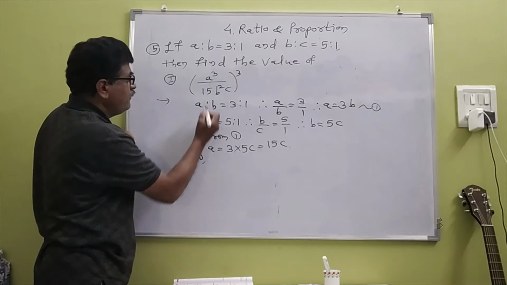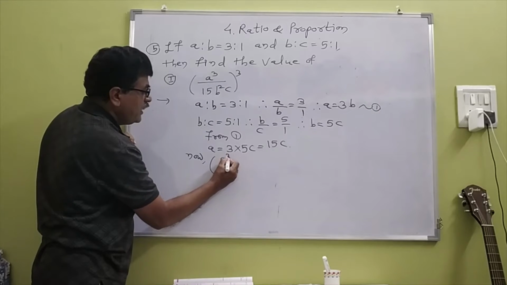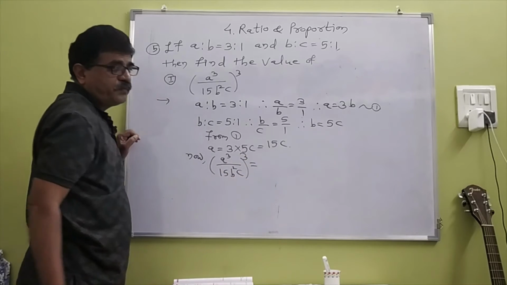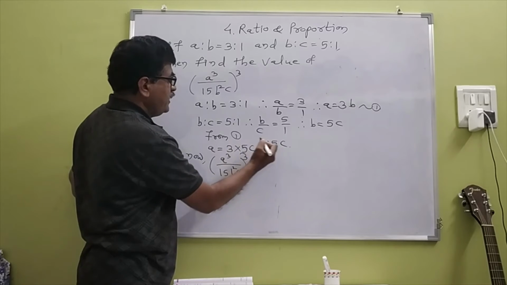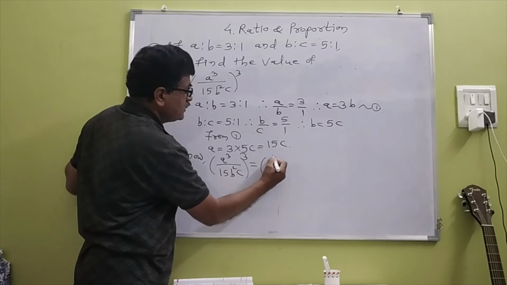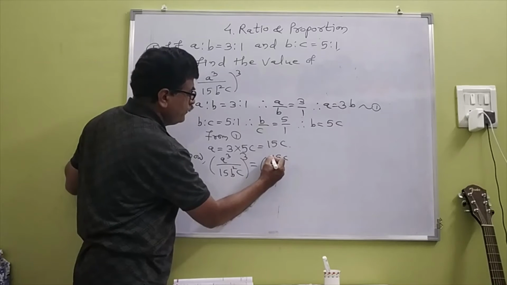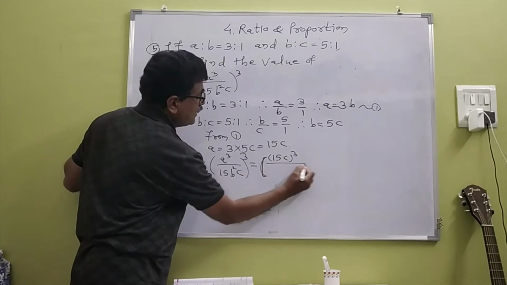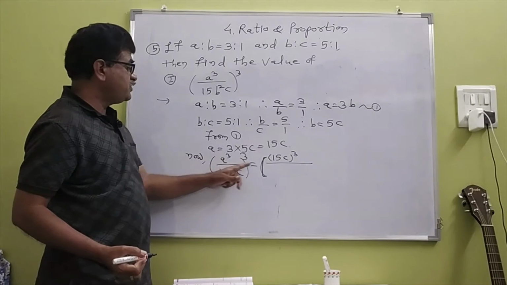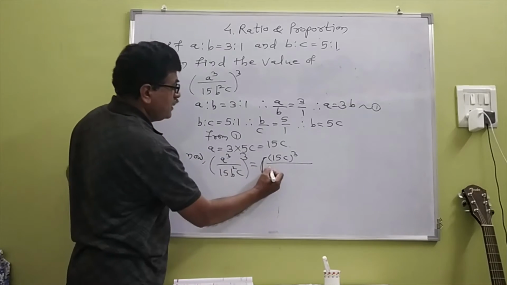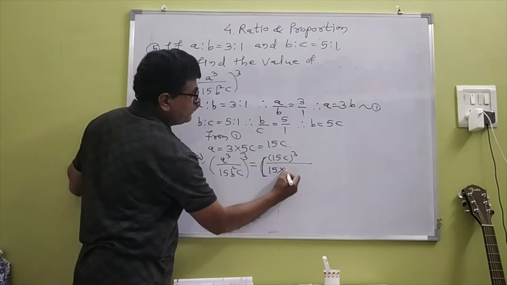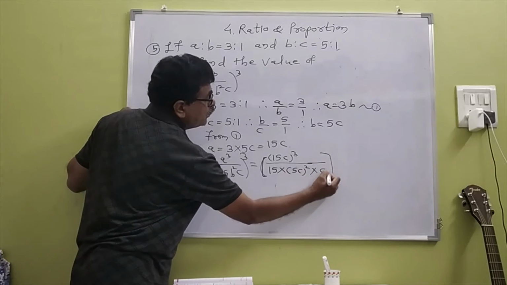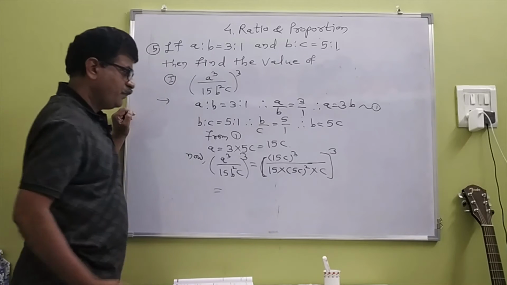Now we have to find value of this. Write down this A cube upon 15B square C whole cube is equal to, put value of A is 15C, that is 15C whole cube, divide by 15 into B square, that is 5C whole square into C whole cube is equal to.